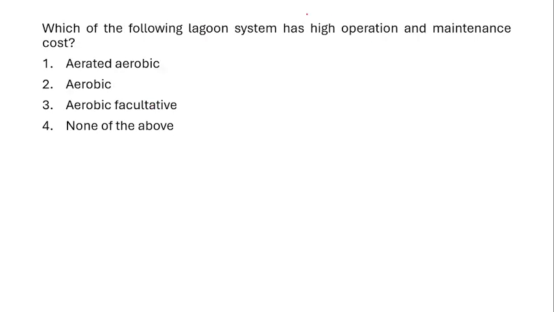Which of the following lagoon system has high operation and maintenance cost? So maintenance and operation cost is higher for aerated aerobic. So here you are supplying the external air. Okay, so external air is there, and it is not partially facultative also. Like no anaerobic decomposition happens. So the entire decomposition is going to happen in the aerobic mode. That too, not naturally. Externally, you are giving the more amount of oxygen. So it will be a high operation and maintenance cost involving process. So answer is aerated aerobic lagoon system.